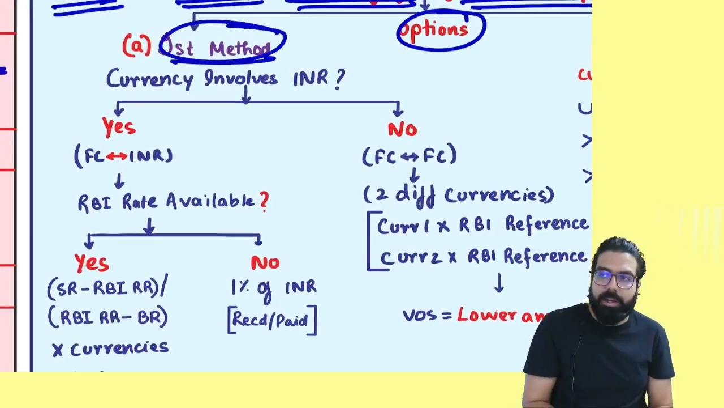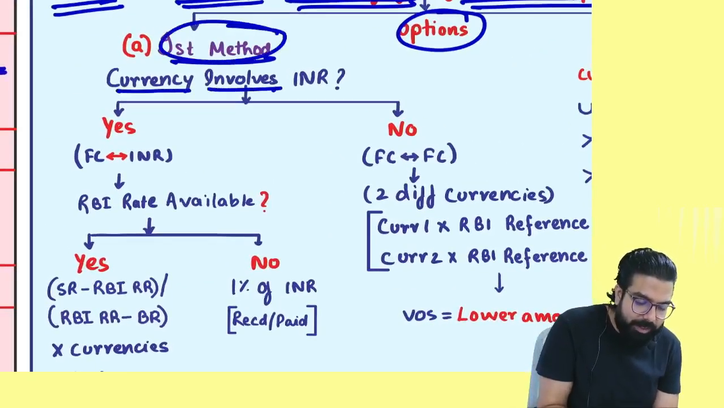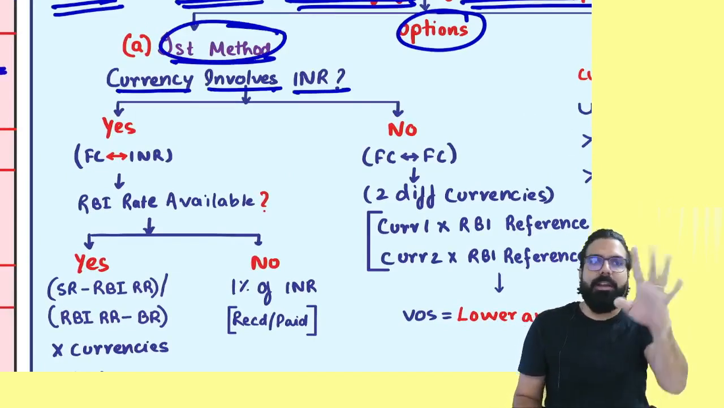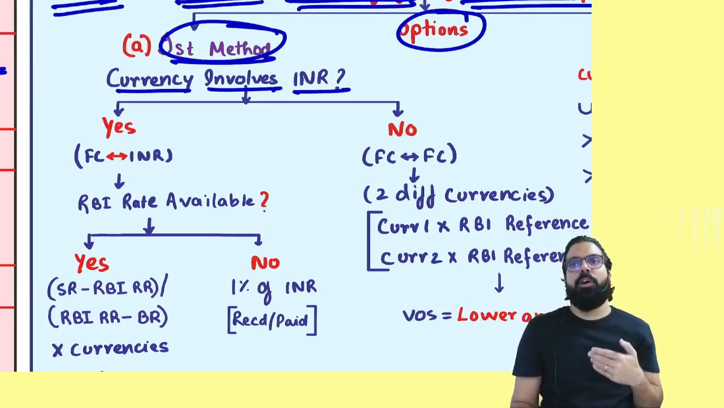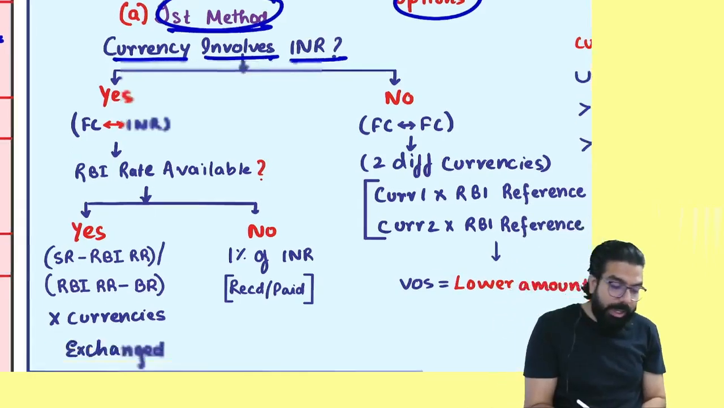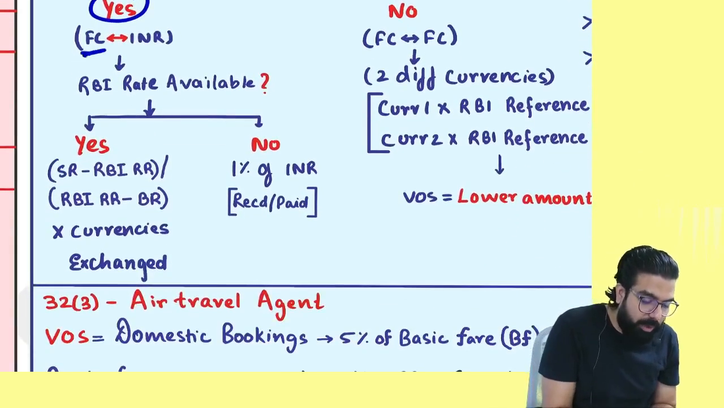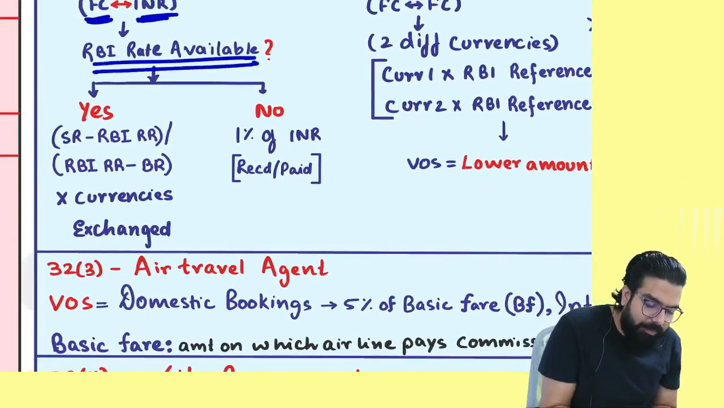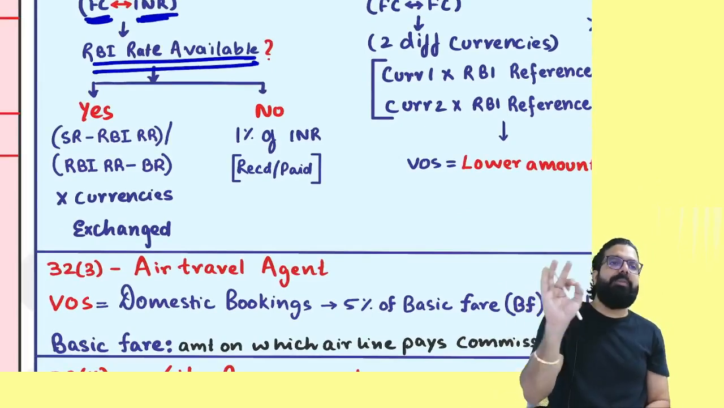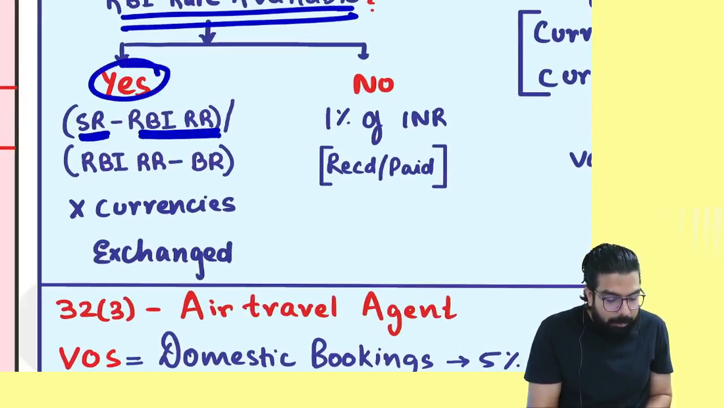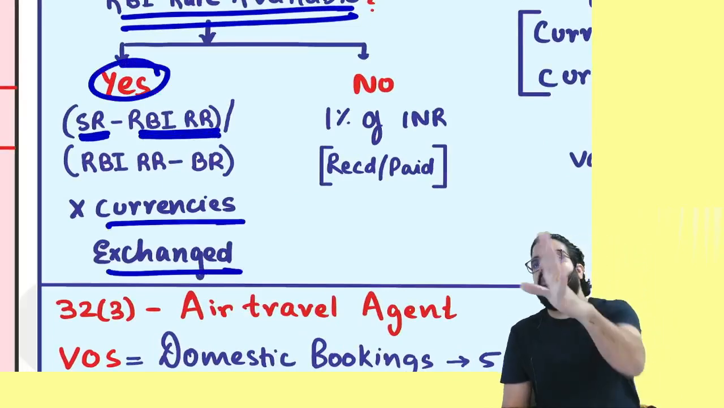The first method over here, you have to always remember, is the currency involved INR? What do you mean by this? I gave you INR and you are giving me dollars. You are a money changer. I gave you INR and you gave me dollars. In that scenario, is INR involved? Louder. Yes. They are telling, if yes is the answer, it means foreign currency to INR or INR to foreign currency is happening. Is the RBI reference rate available? If the RBI reference rate is available, yes, sir, then always remember, whatever is the selling rate minus the RBI reference rate multiplied by the currency exchange will be your value of supply.